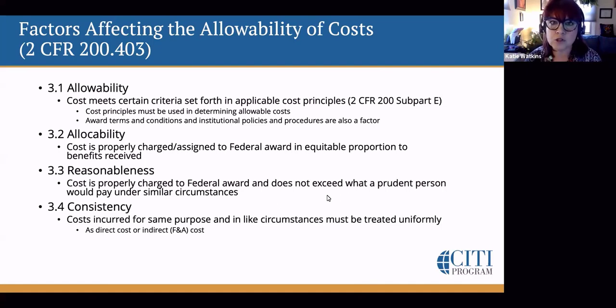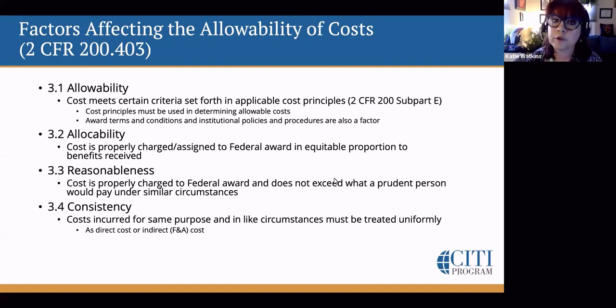Is that cost, or that proposed cost, noted as allowable? And if it is, or if it isn't, look at the context. We'll talk about that a little bit later. Look at the award terms and conditions to determine allowability. Your own policies and procedures are also a factor, because something that's allowable in uniform guidance may not be allowable within your own institution. And I cannot stress the importance of looking at your own policies and following your own policies.